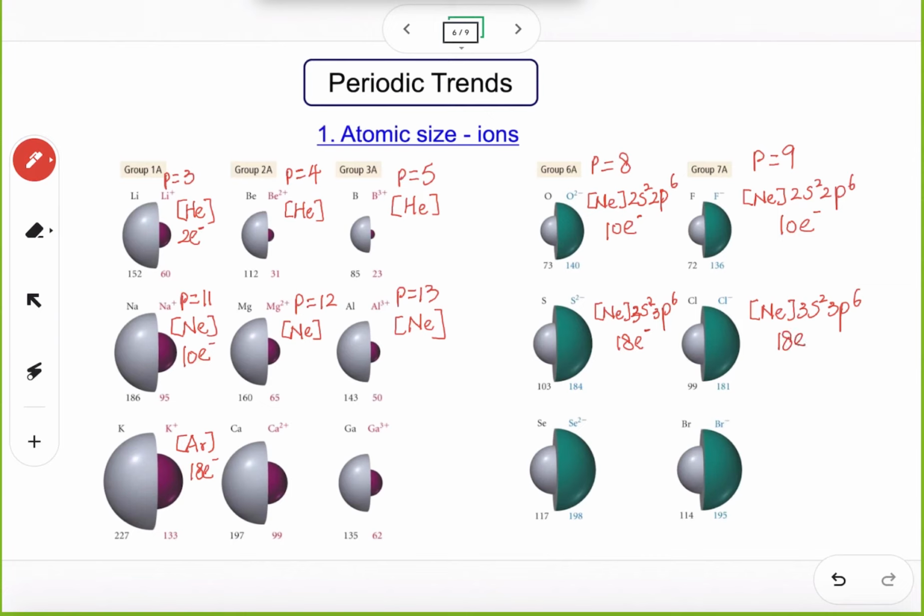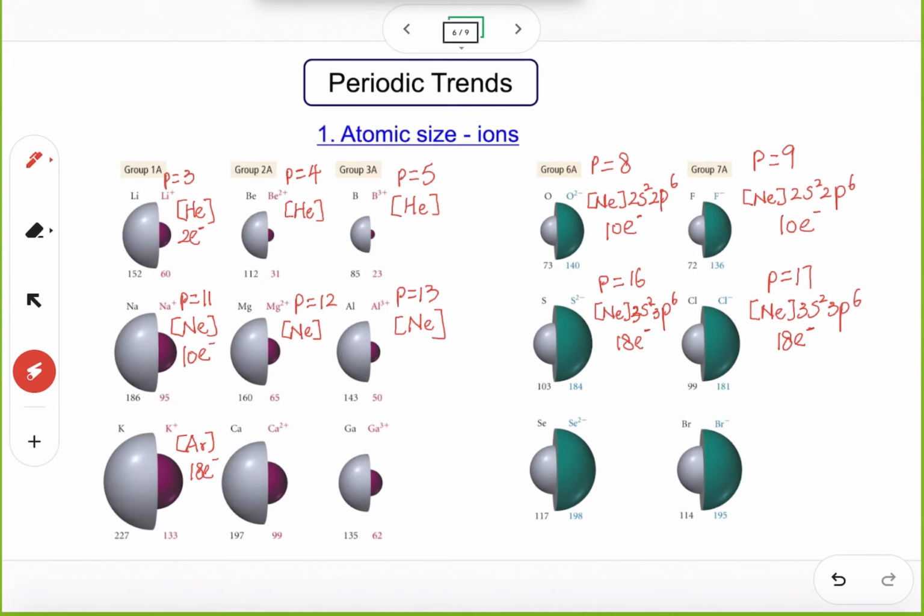18 electrons. Again, since they have the same number of electrons, let's consider the protons. For S2 minus, the number of protons is 16. For Cl minus, the number of protons is 17. Again, the more protons you have, the greater the attractive force the 18 electrons will experience from the Cl minus nucleus. Therefore, Cl minus will have a smaller size than S2 minus.